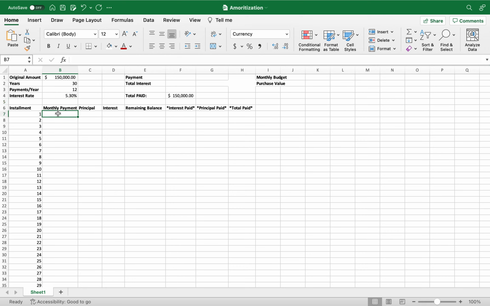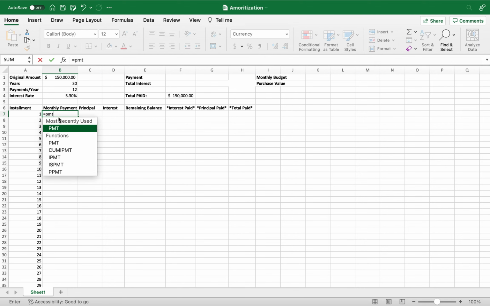Okay. Now, to determine our monthly payment amount, we're going to use the payment function. So first, we're going to need the rate. The rate is right here. However, this is the annual rate. So we're going to need to divide this by 12 to get the correct monthly payment amount.